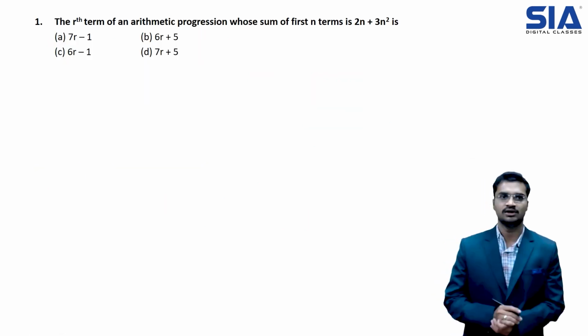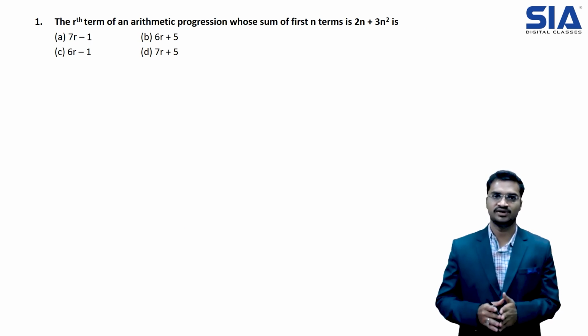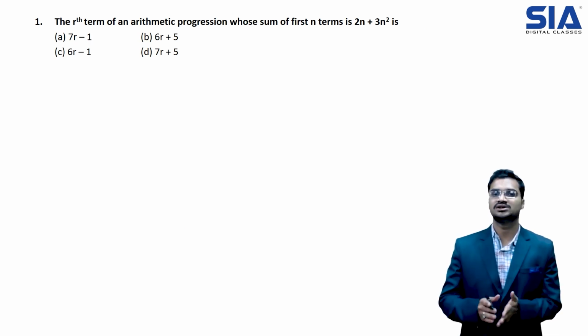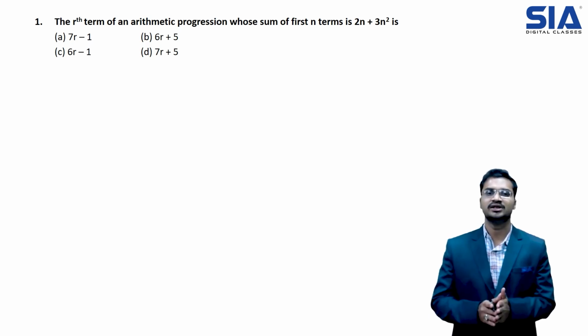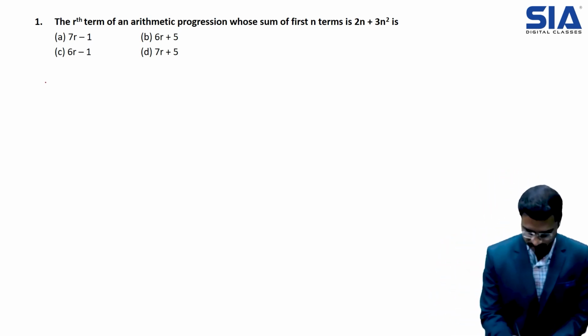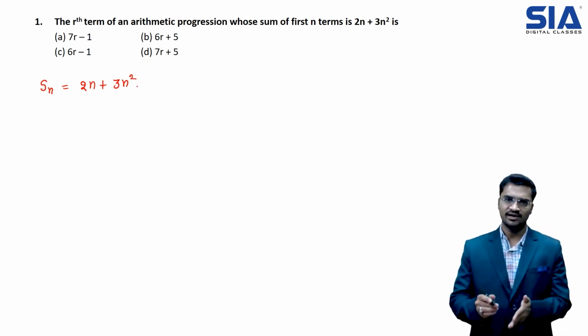Now the rth term of the arithmetic progression: we have to find the rth term of the arithmetic progression whose sum of the first n terms is given as. So here he is giving the Sn value, which is the sum of n terms. So here Sn is given as what? 2n plus 3n square. Okay.